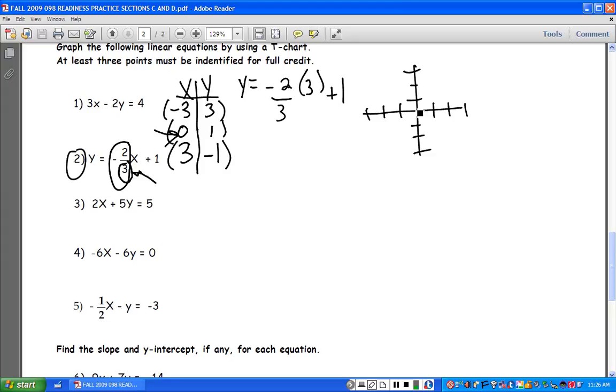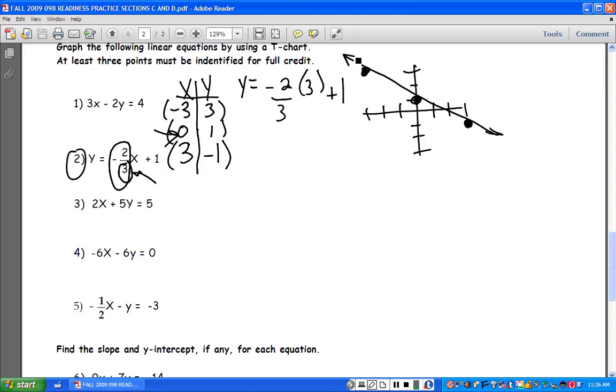So negative 3, positive 3, which is our first point. Negative 3 is left 3, positive 3, up 3. So there's the first point. 0, 1 here. X is 0, so I don't go right, don't go left. Y is 1, so I went up 1. Alright, and then the last point is 3, so x is 3, go right 3, and y is negative 1, so down 1. So that's about right there. And so my line, I connect the dots, is going to be something that looks about like that. Okay, there's that one.